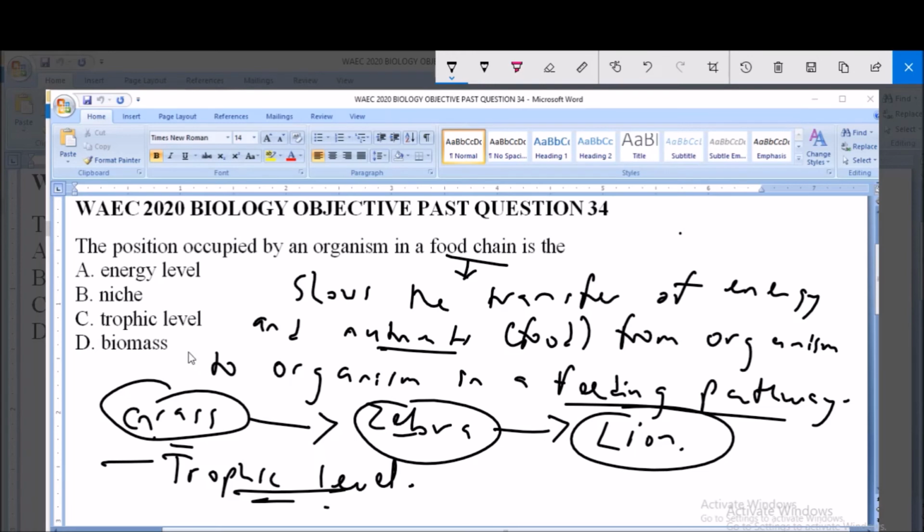So option C says trophic level, and that is the position occupied by an organism in a food chain. So option C, trophic level, is the correct answer to this question.